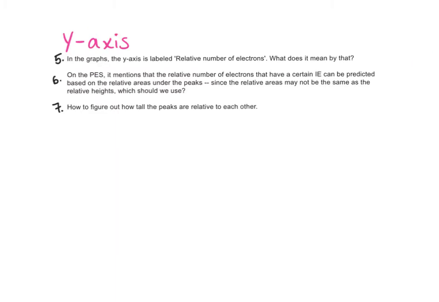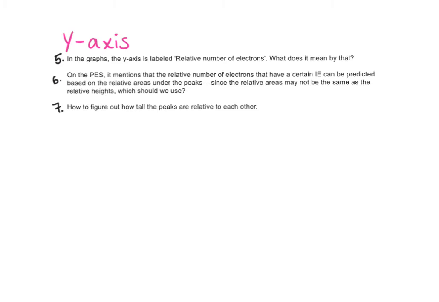So this set of questions is talking about the y-axis. The first question on the graph: the y-axis is labeled relative number of electrons. What is meant by that? This question is just asking, are the relative areas proportional to the relative heights? You'll see it very differently depending. And then how do we figure out how tall the peaks are relative to one another?